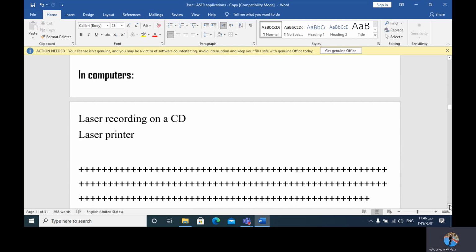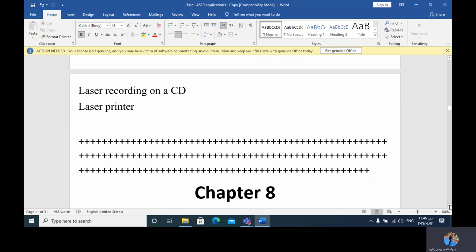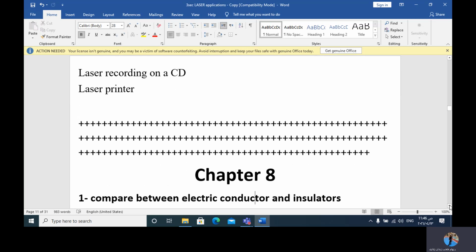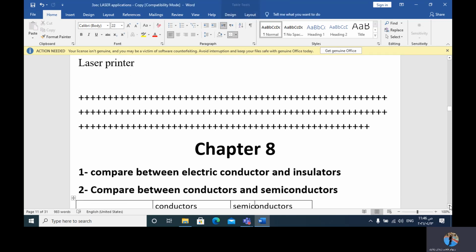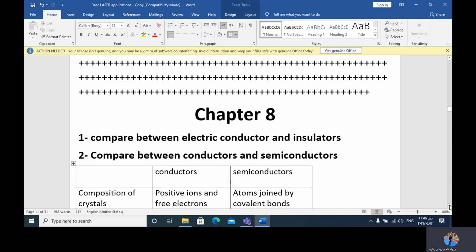Computers, we are familiar with laser recording or CD. CD also uses laser to record information. And laser printer is, as we all know, that it provides very accurate colors, and it's better than the normal printing that depends on ink. So laser printer is much better than the ink one. So these are applications of lasers in many fields. And by this, we finished the part talking about laser, which is chapter 7.